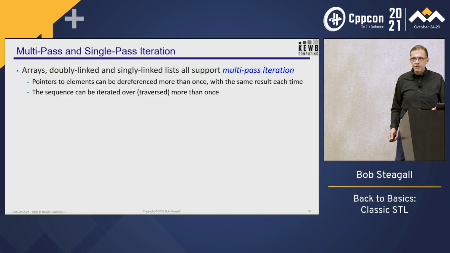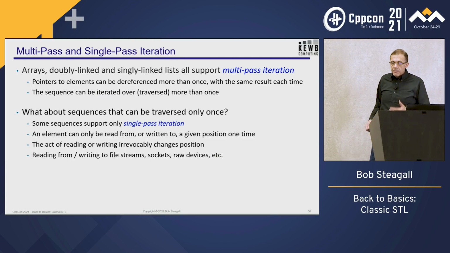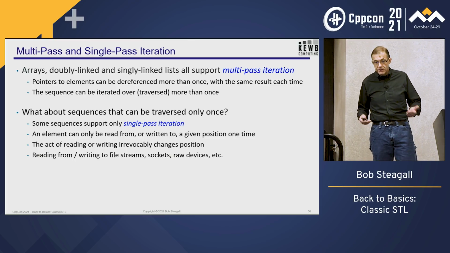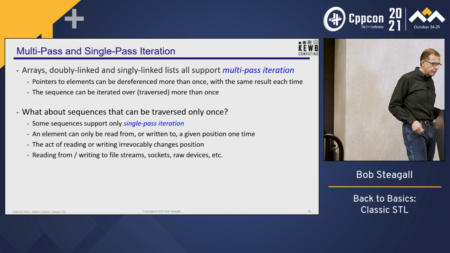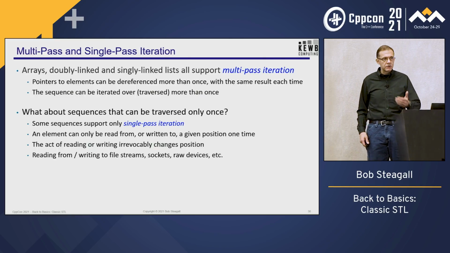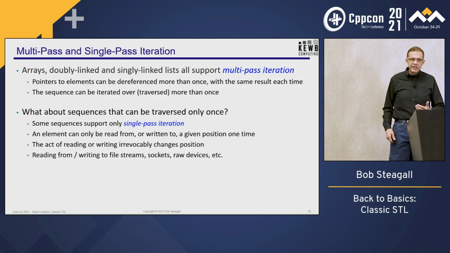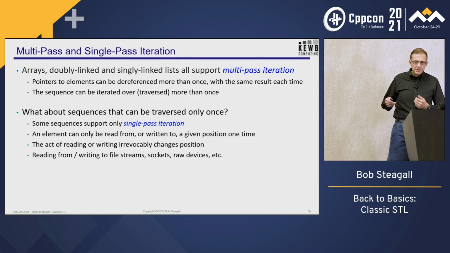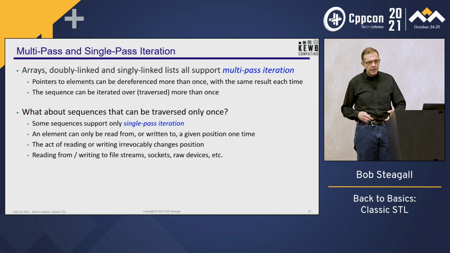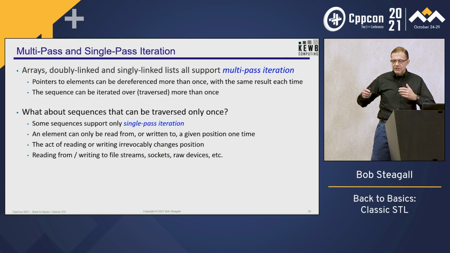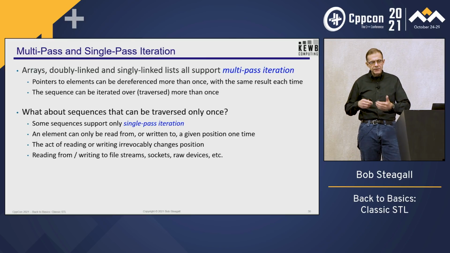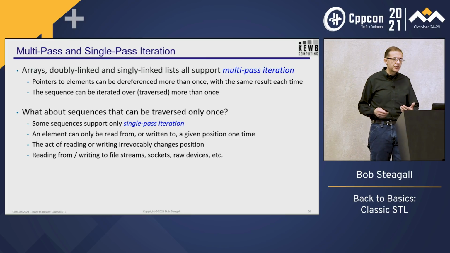But those are not the only kind of sequences that we're interested in. What about sequences that can only be traversed 1 time? Some sequences only support what you can think of as being single pass iteration. For example, reading from a file or reading from a socket. You can consider the bytes that come out of the socket to be a sequence, but the act of iterating over that sequence changes it. You could copy a byte from a buffer and dereference the byte multiple times, but you can't dereference random locations behind the socket. The act of reading from the stream of bytes that the socket represents irrevocably changes the state of the stream.